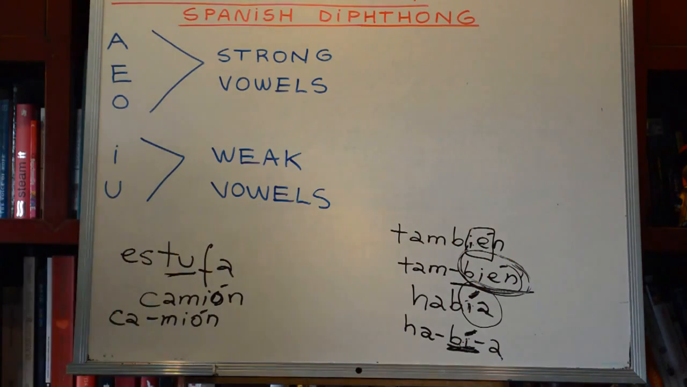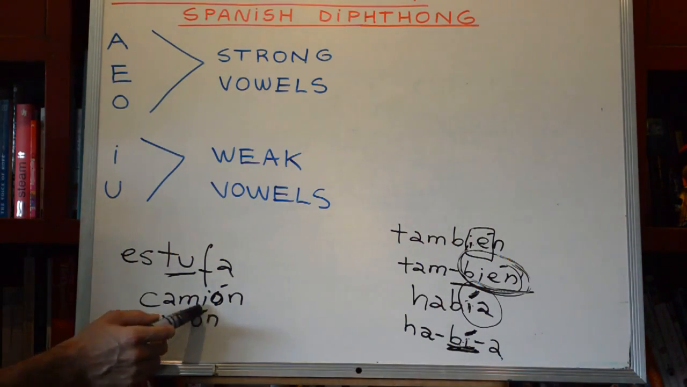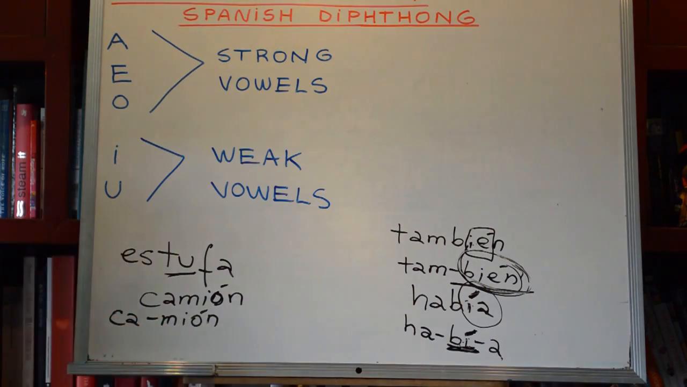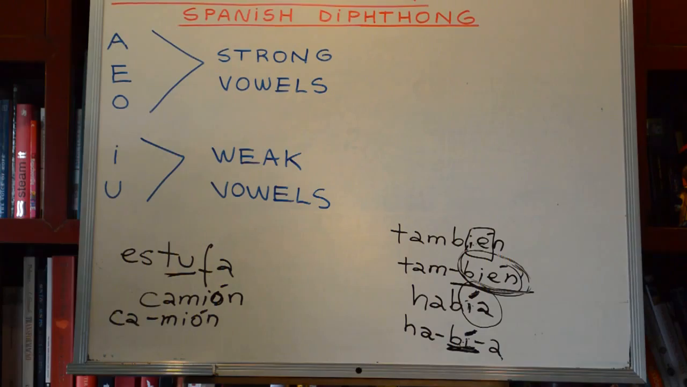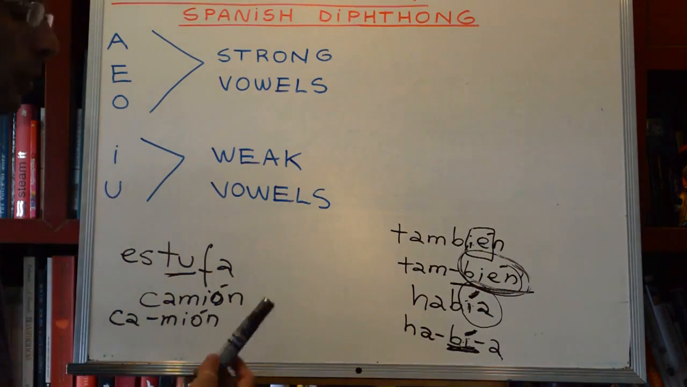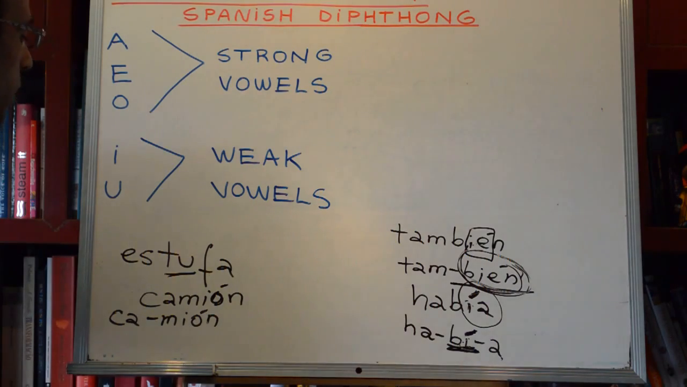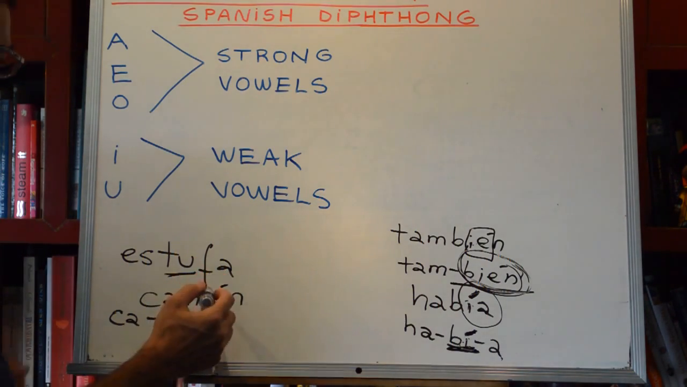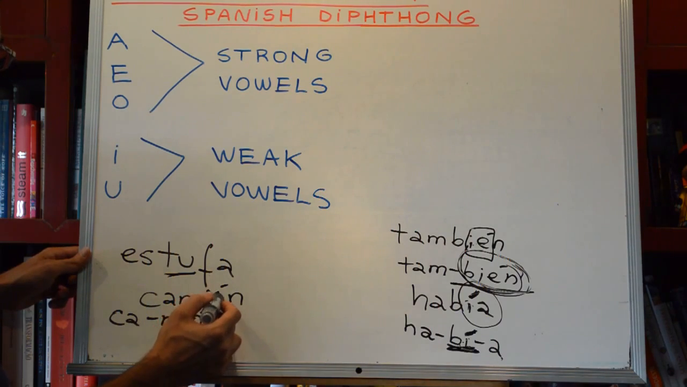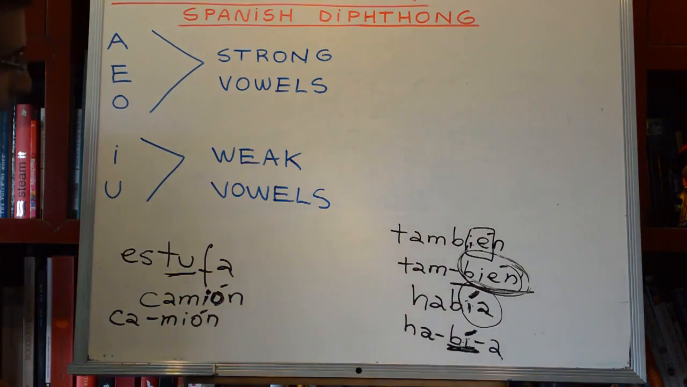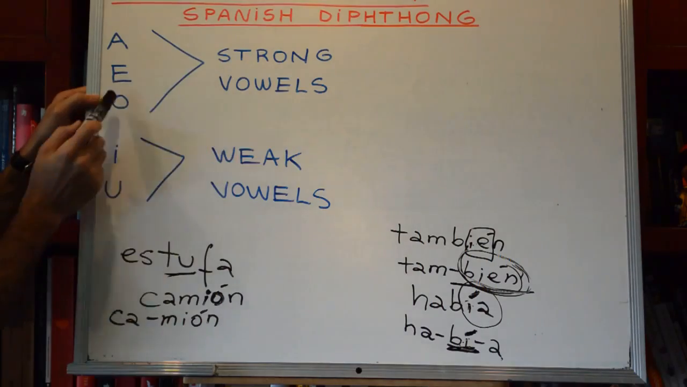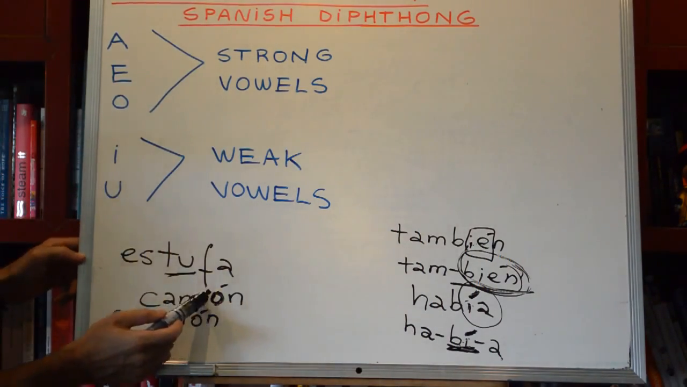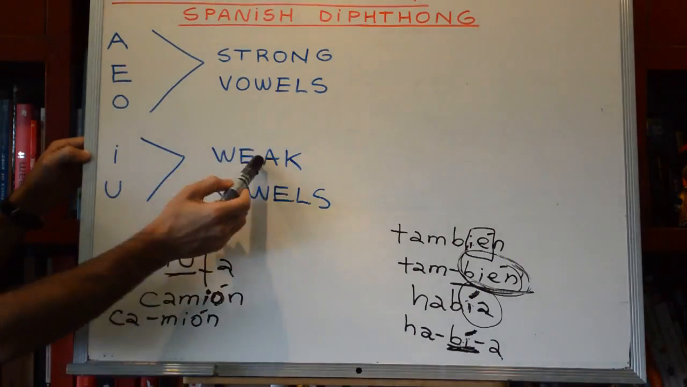Camión. So, how do I know that these two vowels go together in the same syllable? Why not ca, mi, on? Why is it camión? Because this is a diphthong. How do we know it is a diphthong? Okay, here is a reason. Look, I and O. Remember what I told you. O is a strong vowel. O, strong vowel. I is a weak vowel.